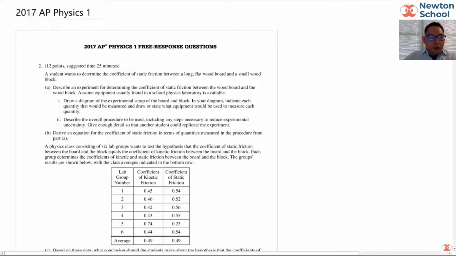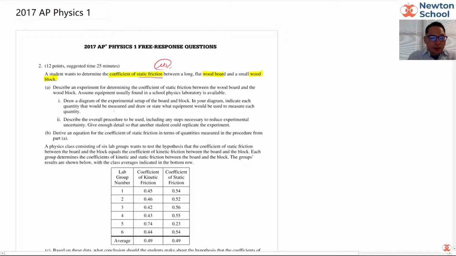A student wants to determine the coefficient of static friction between a wood board and a wood block. So you're trying to find mu s, right? Describe an experiment for determining the coefficient of static friction.